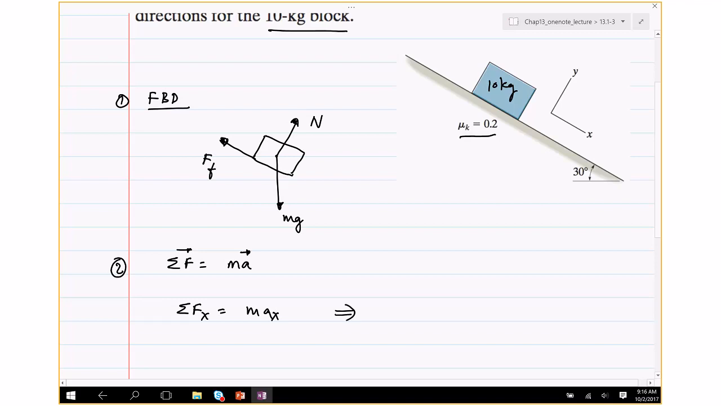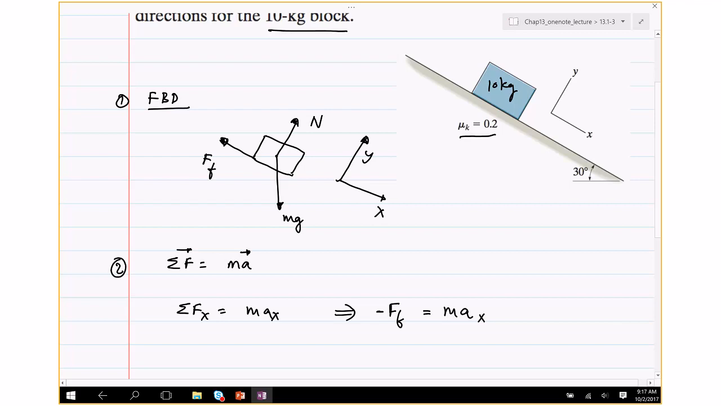So we need to find all the forces in the x direction, where the x direction is along the inclined plane. The only force acting in the x direction in this case is Ff, right? As I've shown it in the figure there. Now Ff is acting in the negative x direction, like I've shown it there, right? So it's negative Ff equals mass times the acceleration.